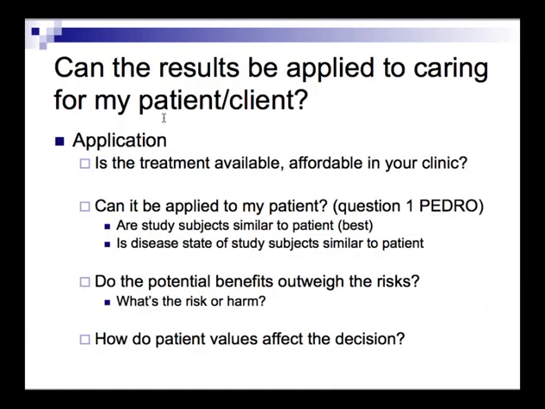And so essentially when we're applying it to patient care, we have some questions that we could ask. We could say, is the treatment available, affordable? Is it just essentially practical to deliver in the clinic? And this really, the second item, is question 1 on the PEDRO scale. It's asking, were these similar to my patients? Will I see patients similar to this in my clinic? So is it just a direct transfer from the study results to my patients, and I can expect them to behave the same way?